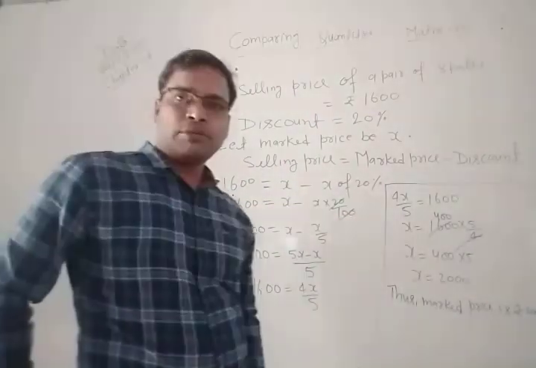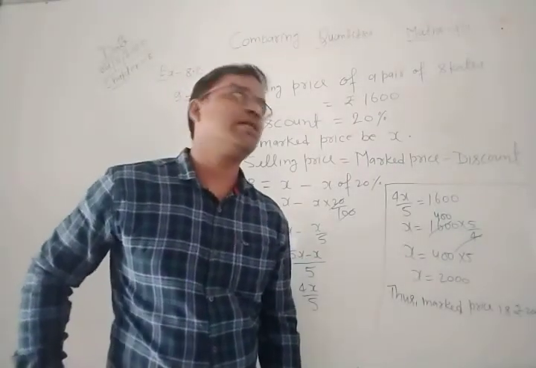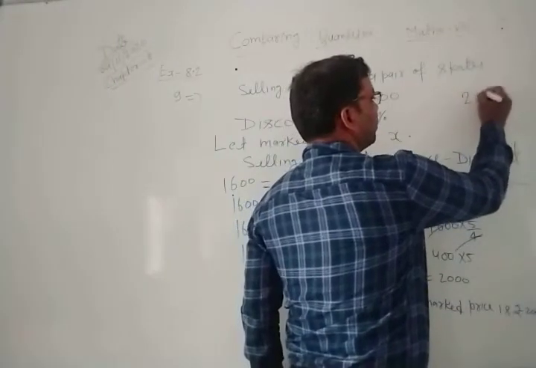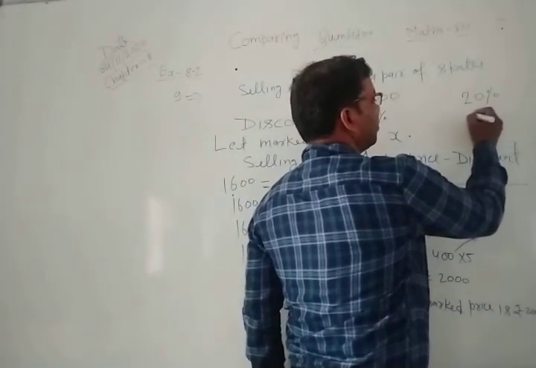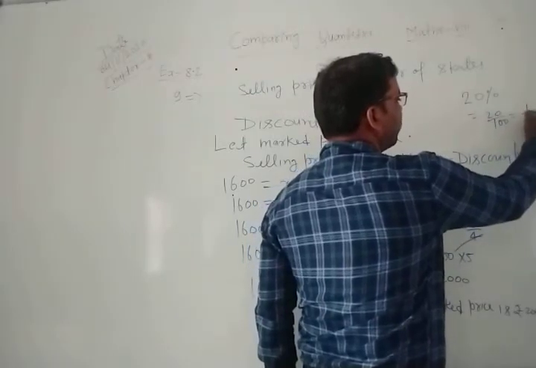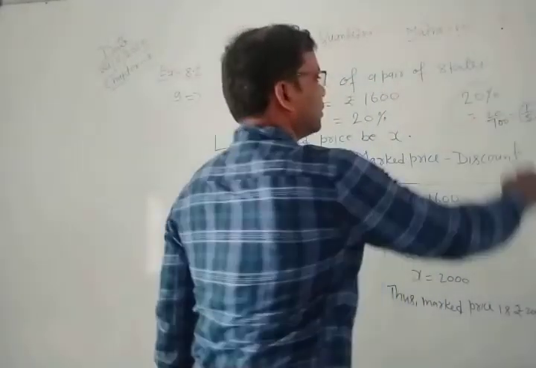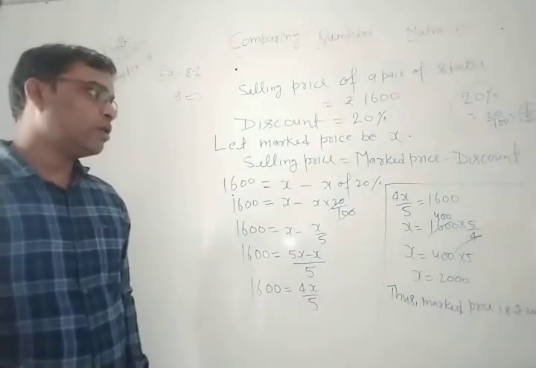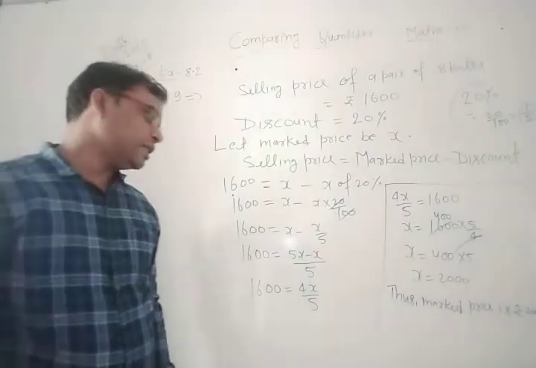So 20% means what? What do you mean by 20%? 20% means 20 by 100. If you cancel them, then you get 1 by 5. This is clear.